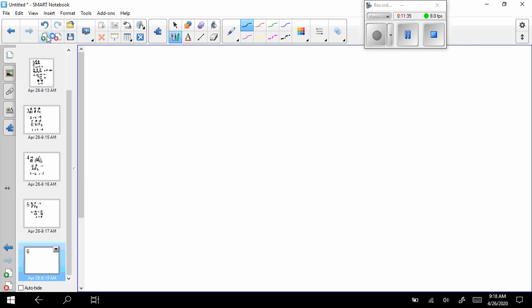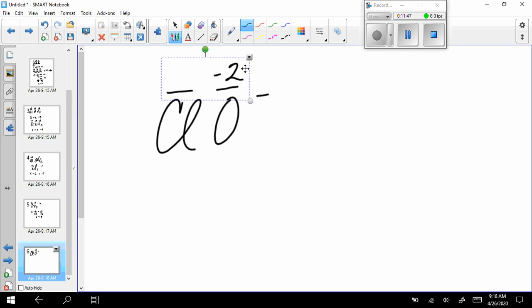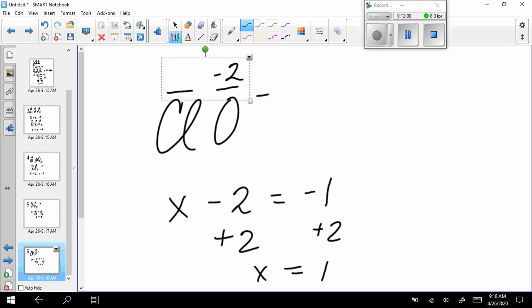Let's do another. ClO minus. This is weird because chlorine's over on the right side, so I'm not expecting it to be a positive, but in this case, it's going to be a positive. So I put my -2 on here. So I have X minus 2 is equal to -1. So I go +2, +2, X is equal to 1. So this will be a +1 charge here.